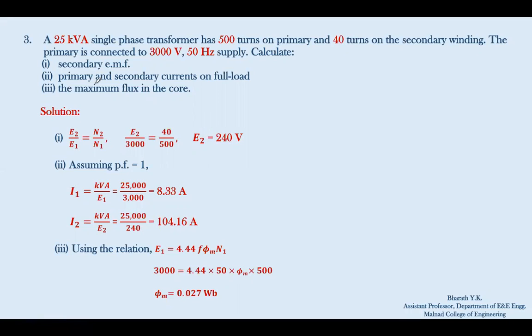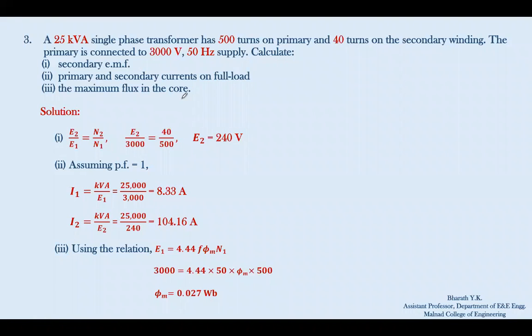For the third problem, a 25 kVA single phase transformer has 500 turns on the primary winding and 40 turns on the secondary winding. The primary is connected to 3000 volts at 50 hertz supply. We have to calculate the secondary EMF, primary and secondary currents on full load, and the maximum flux in the core.